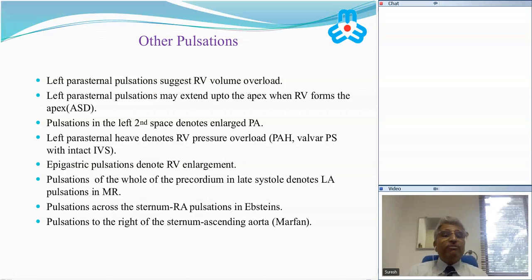And you may find pulsations across the sternum, sort of rippling pulsations, which are right atrial pulsations in Ebstein's anomaly. And if you find sustained pulsations to the right of the sternum, it denotes the ascending aorta. Mind you, we are referring to levocardia. If it's dextrocardia, it is a different implication. In levocardia, if you can feel pulsations to the right of the sternum, that denotes ascending aortic pulsation, classically seen with Marfan syndrome.